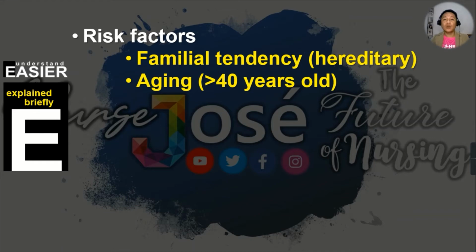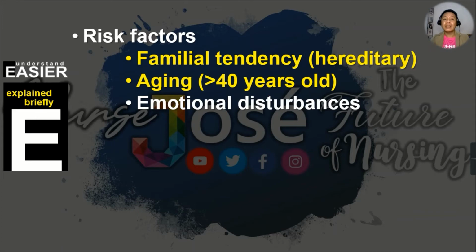Next to that, glaucoma is also associated with age. Individuals who are at risk for the development of glaucoma are especially those aged 40 years old and above. Next is the presence of emotional disturbances, because if you have emotional disturbances, there will be an increased possibility of increased production of the aqueous humor, and that increased production of the aqueous humor is going to increase your intraocular pressure.